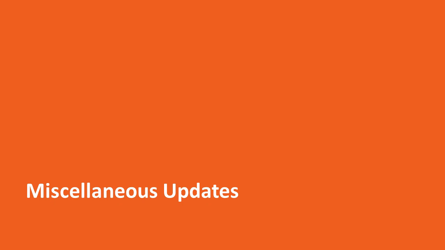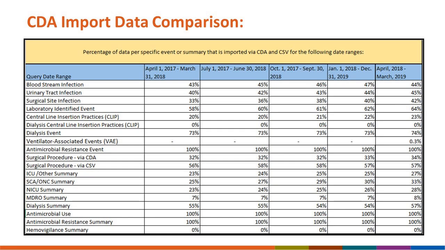All right, next are miscellaneous updates in NHSN. This slide is a display of the percentage of CDA imports versus manual entry or CSV import for procedures. The date range was selected to include completed quarterly CMS reporting. Besides AU and AR, which are 100% CDA import, notice that Lab ID and dialysis events are the highest at 64% and 74% respectively. MBRO summary remains the lowest. The percentage for most events is slowly increasing, as you may notice.